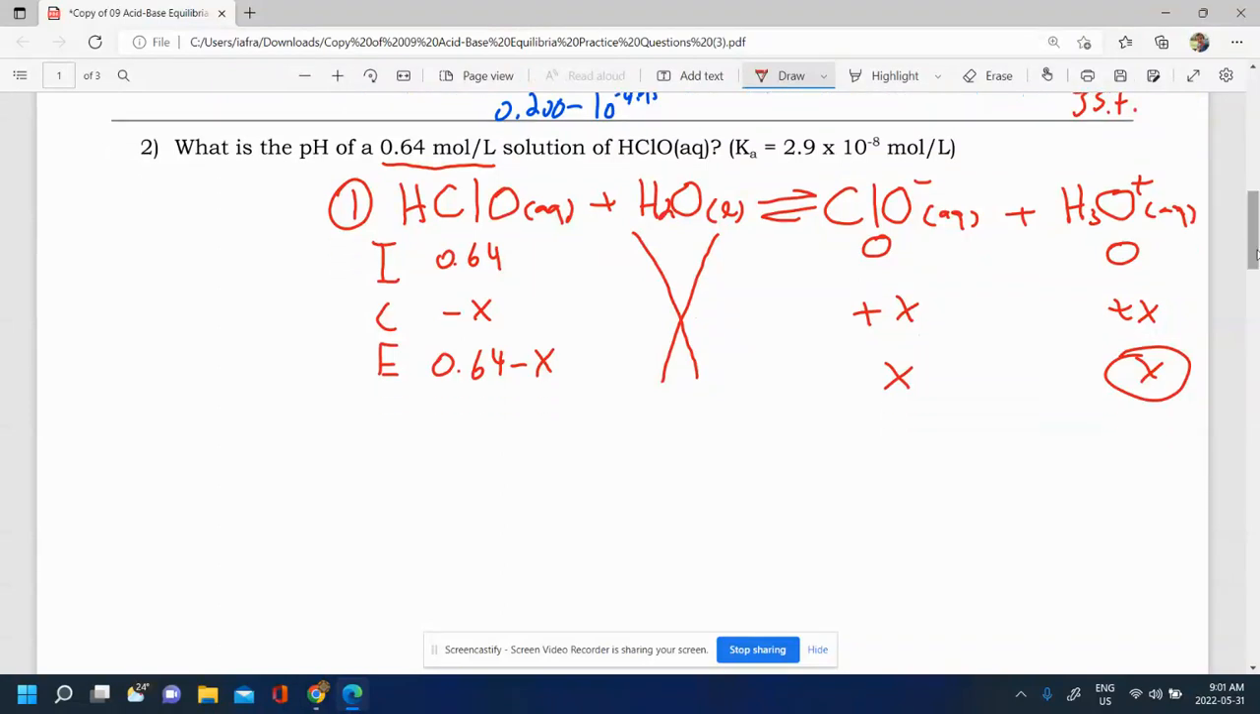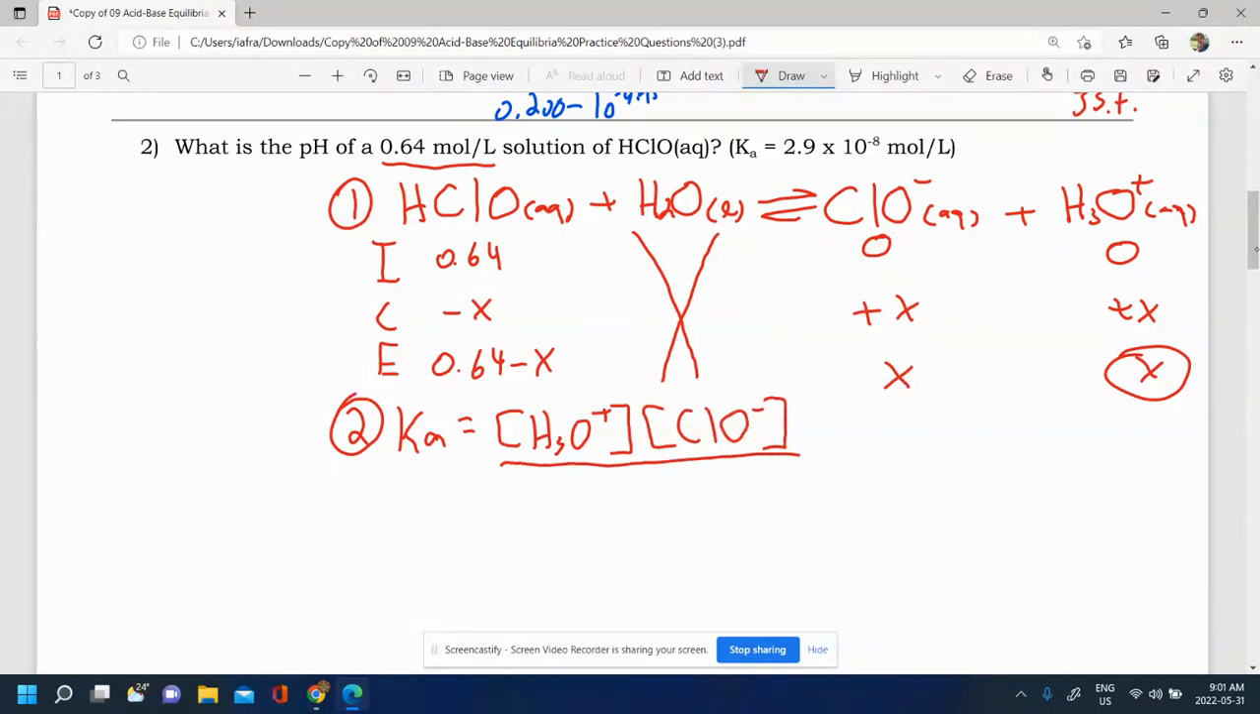How do we do that? Well, we need an expression to do that. So let's create a Ka expression because we have a weak acid here. So Ka is equal to the concentration of the H3O plus times the concentration of the ClO minus over the concentration of HClO.